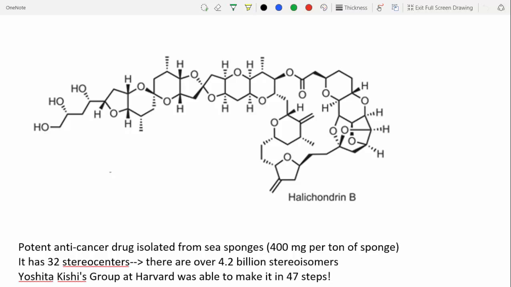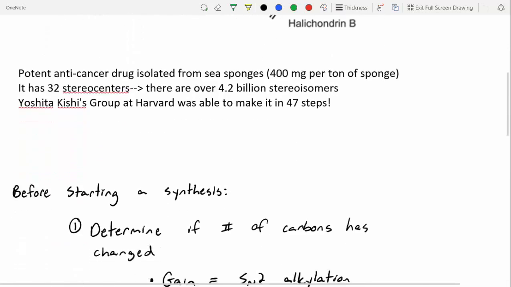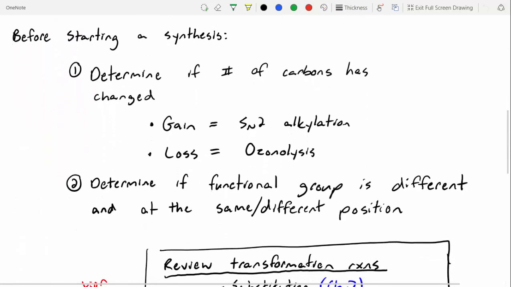So in your problem of the day, you had 4 steps. Can you imagine going backwards 47 steps? It's doable, but it takes a lot of practice to get good at planning synthesis. So I'm going to show you guys this brief crash course for planning. Most of it's fairly intuitive.